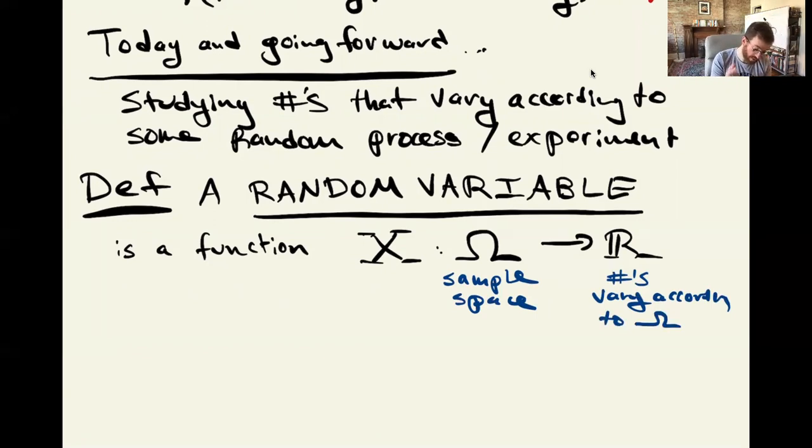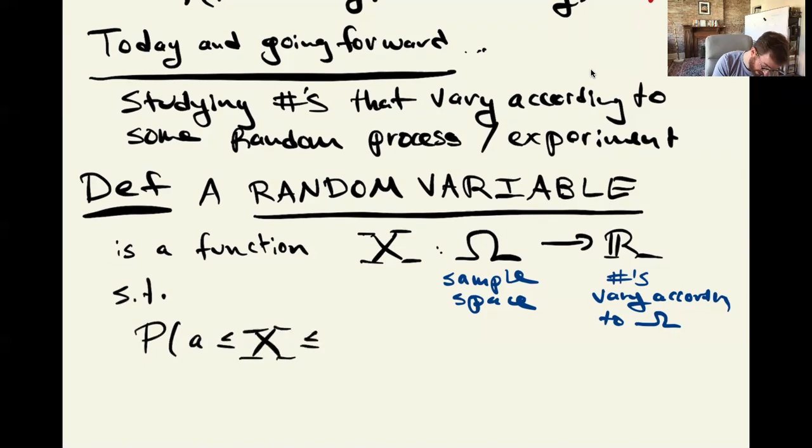But we require some further properties. It's not just any old function. Rather, we want the probability that X is in a certain range to be well defined. So this is a function such that whenever I look at a pair of numbers, let's say a less than or equal to b, the probability that X lands between A and B needs to be well defined.